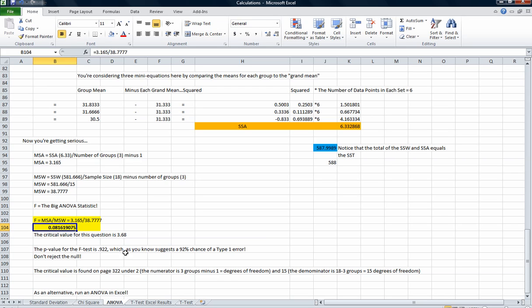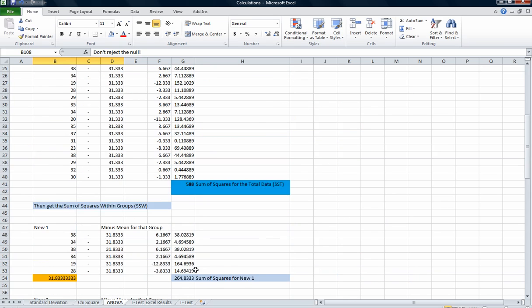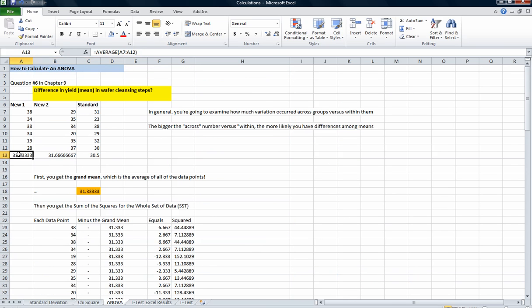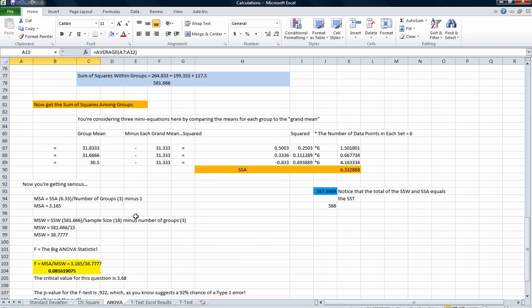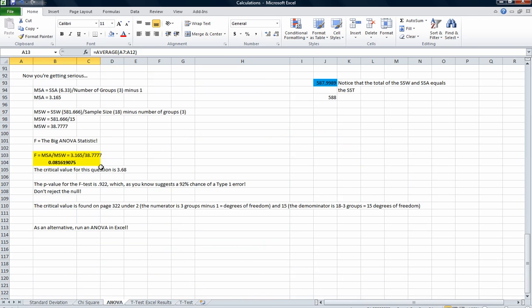0.922, which means there's a 92% chance of a type 1 error. That means if you reject the null hypothesis, there's a 92% chance that you will have rejected the null hypothesis when it's actually true, when there's not enough evidence to reject it. So the clear outcome here is don't reject the null. Based on what we saw up here and just looking at things, there's not even close to ample evidence that there are differences across the means because much more variation happens within them.